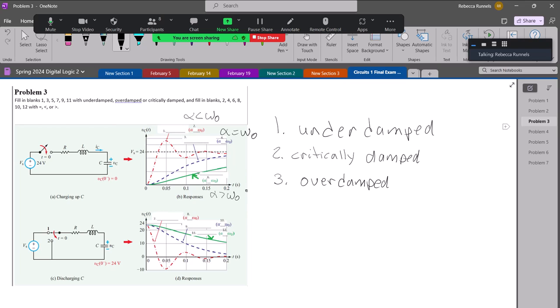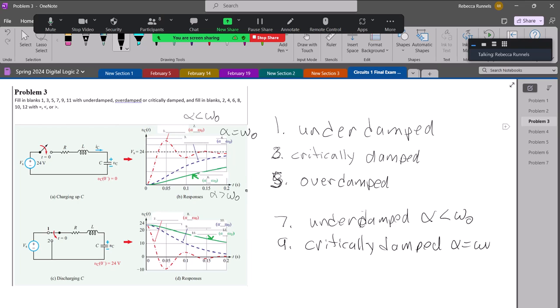And the bottom one is the same, just kind of upside down, but you still would have the red dotted one, which is number 7, this is actually 1, 3, and 5. And number 7 is underdamped. Anytime you see that oscillation, that's underdamped. And that would have alpha is less than omega naught. And the blue one is critically damped. And that's alpha equals omega naught. And the green one is overdamped. And that is alpha greater than omega naught.